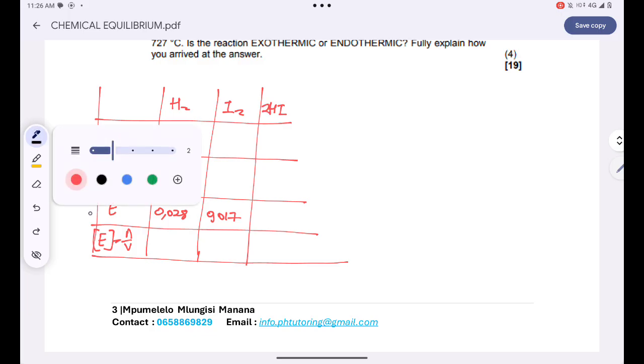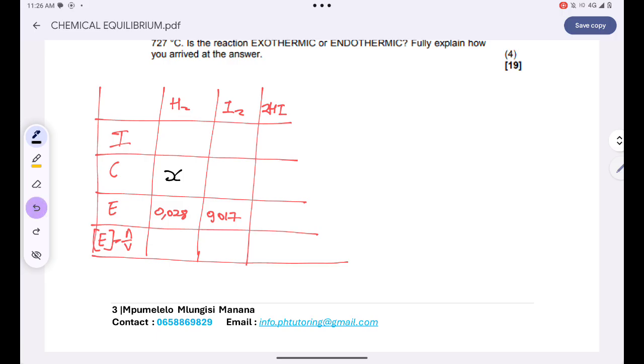Okay, let's say we have used X number of moles over here. Since the ratio is 1:1, that means we have also used X number of moles over there, and this simply means we have produced 2X number of moles. Why am I saying it's 2X? Because the ratio is just 1:2. That means I'll only use 1 mole of this to produce twice the amount. So since I've used X, I'll produce 2X.